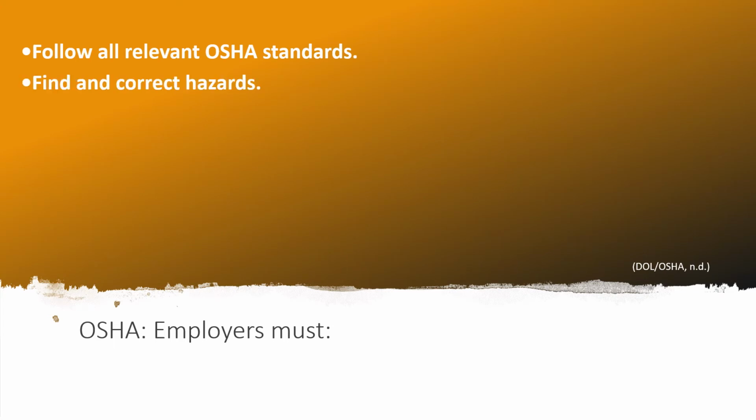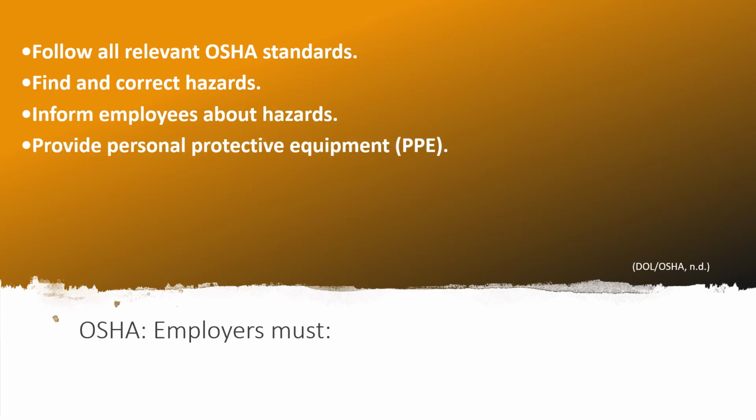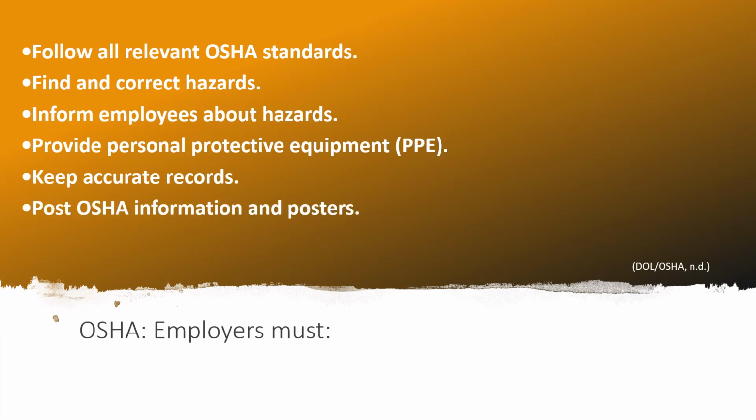Under OSHA, an employer must follow all relevant OSHA safety and health standards, find and correct safety and health hazards, inform employees about chemical hazards through training, labels, chemical information sheets, and other methods, provide required personal protective equipment at no cost, keep accurate records of work-related illnesses and injuries, post OSHA citations, injury and illness summary data, and posters where workers will see them.